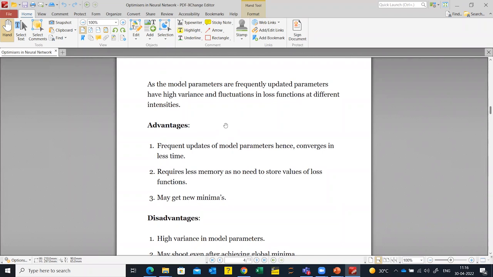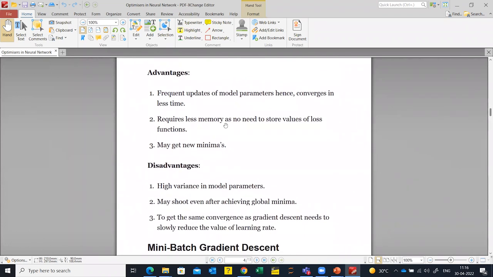So the advantage we have for stochastic gradient descent is frequent updates of model parameters, hence it converges in less time. It requires less memory, so no need to store values of loss functions, and it may get new minimas. The advantage is that it might get better minima, not the local minima, but better minima than gradient descent.